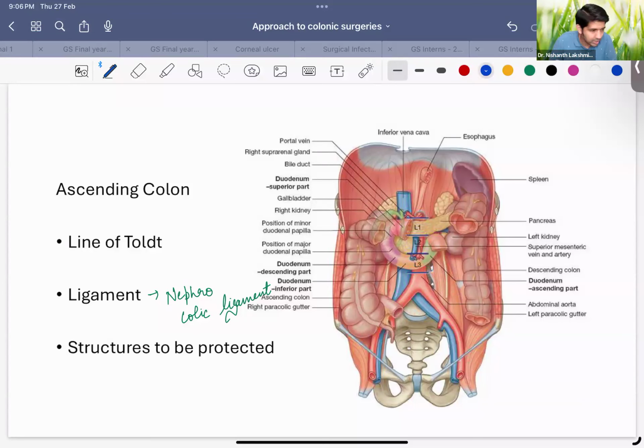And first years again, Sai Likit. Very straightforward question. What are the structures you're going to protect whenever you're doing a surgery on the right side of the colon? Only two structures, quickly.